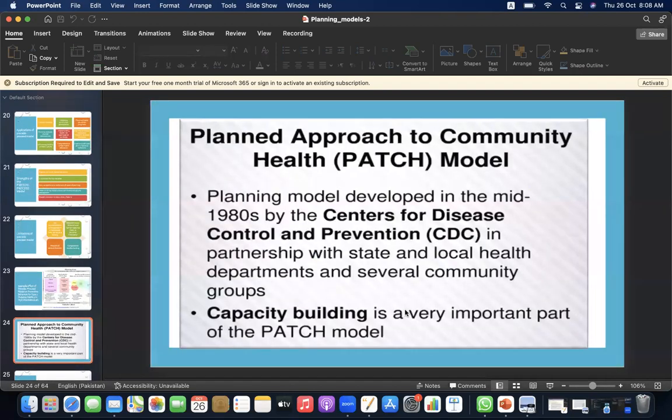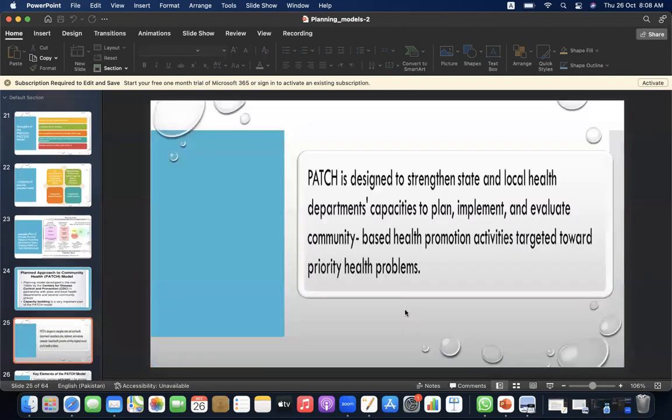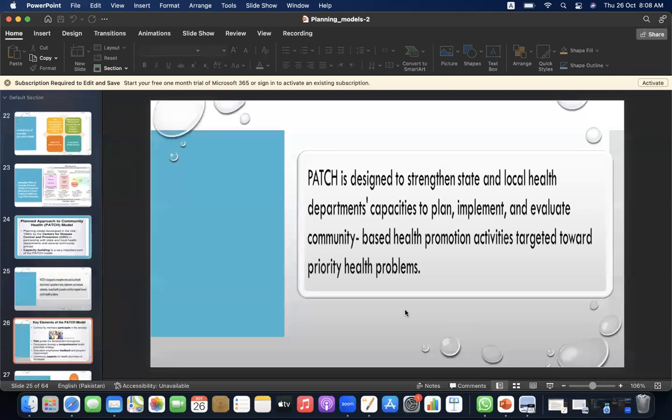The next model is the PATCH model, which is the Planned Approach to Community Health model. The planning model was developed in the mid-1980s by the Centers for Disease Control and Prevention, CDC, in partnership with state and local health departments and several community groups. Capacity building is a very important part of the PATCH model. PATCH is designed to strengthen state and local health department capacities to plan, implement, and evaluate community-based health promotion activities targeted toward priority health problems.